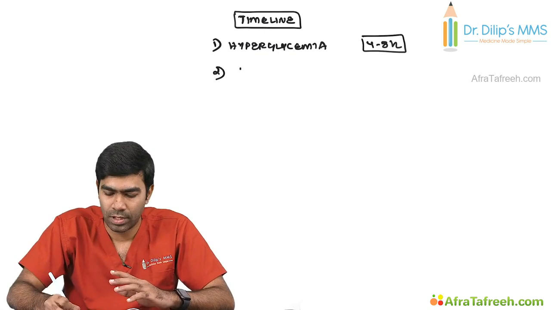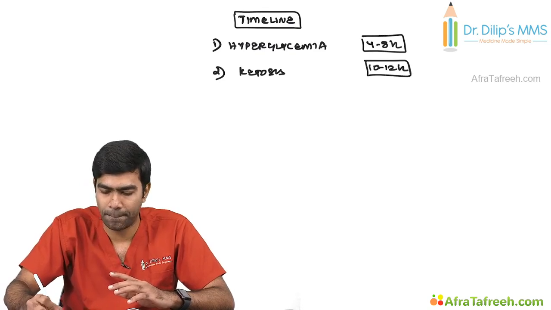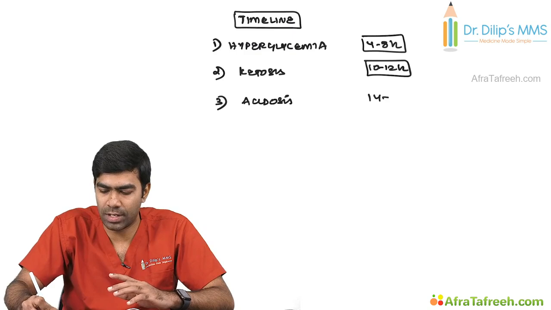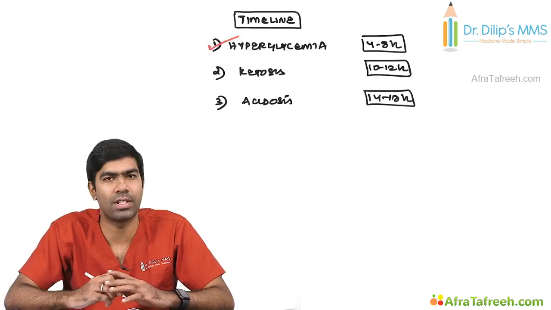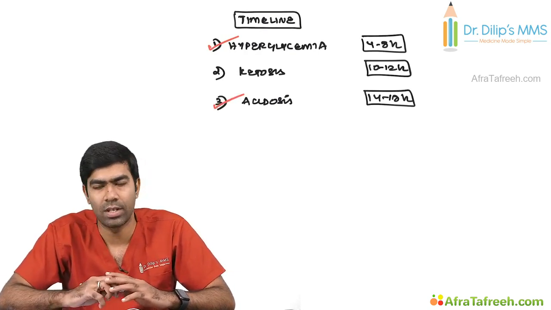And second is going to be the ketosis, which typically resolves by 10 to 12 hours. And the final thing to resolve is going to be the acidosis, which typically takes around 14 to 18 hours to resolve, which means the first thing to resolve is the blood glucose, and the final, last thing to resolve is the acidosis.